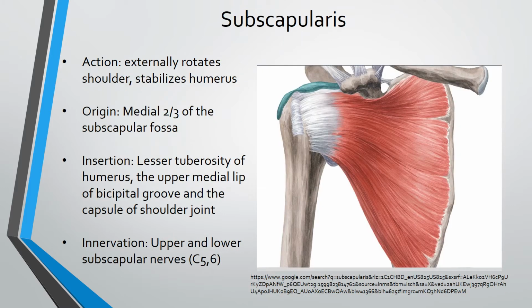The subscapularis originates on the medial 2/3 of the subscapular fossa. Its action is to internally rotate the shoulder, and it also stabilizes the humerus. The insertion is the lesser tuberosity of the humerus, the medial lip, upper medial lip of the bicipital groove, and the capsule of the shoulder joint. Its innervation is upper and lower subscapular nerves C5 and 6.